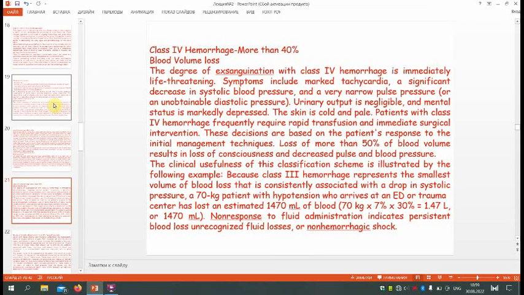The clinical usefulness of this classification scheme is illustrated by the following example. Because class 3 hemorrhage represents the smallest volume of blood loss that is consistently associated with a drop in systolic pressure, a 70 kilo patient with hypotension who arrives at the emergency department or trauma center has lost an estimated 1,500 milliliters of blood. Non-response to fluid administration indicates persistent blood loss, unrecognized fluid losses, or non-hemorrhagic shock.